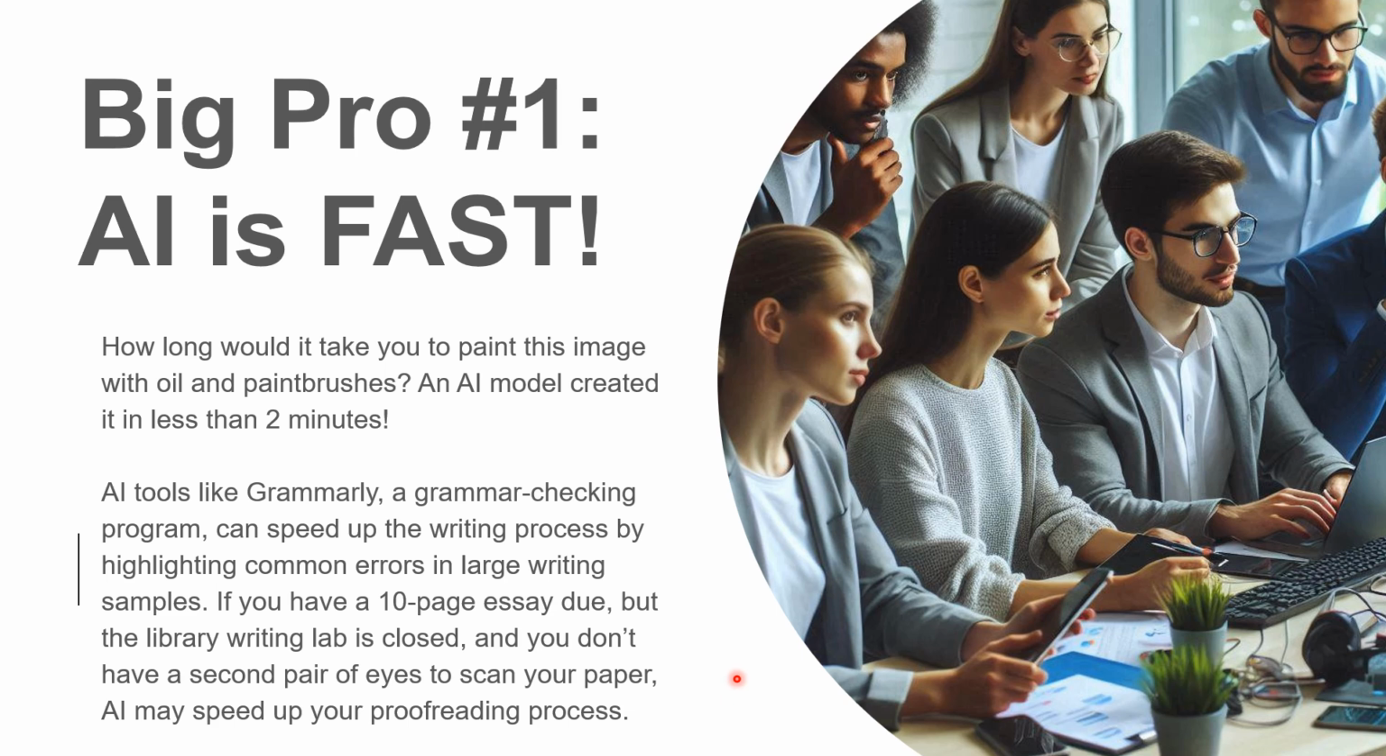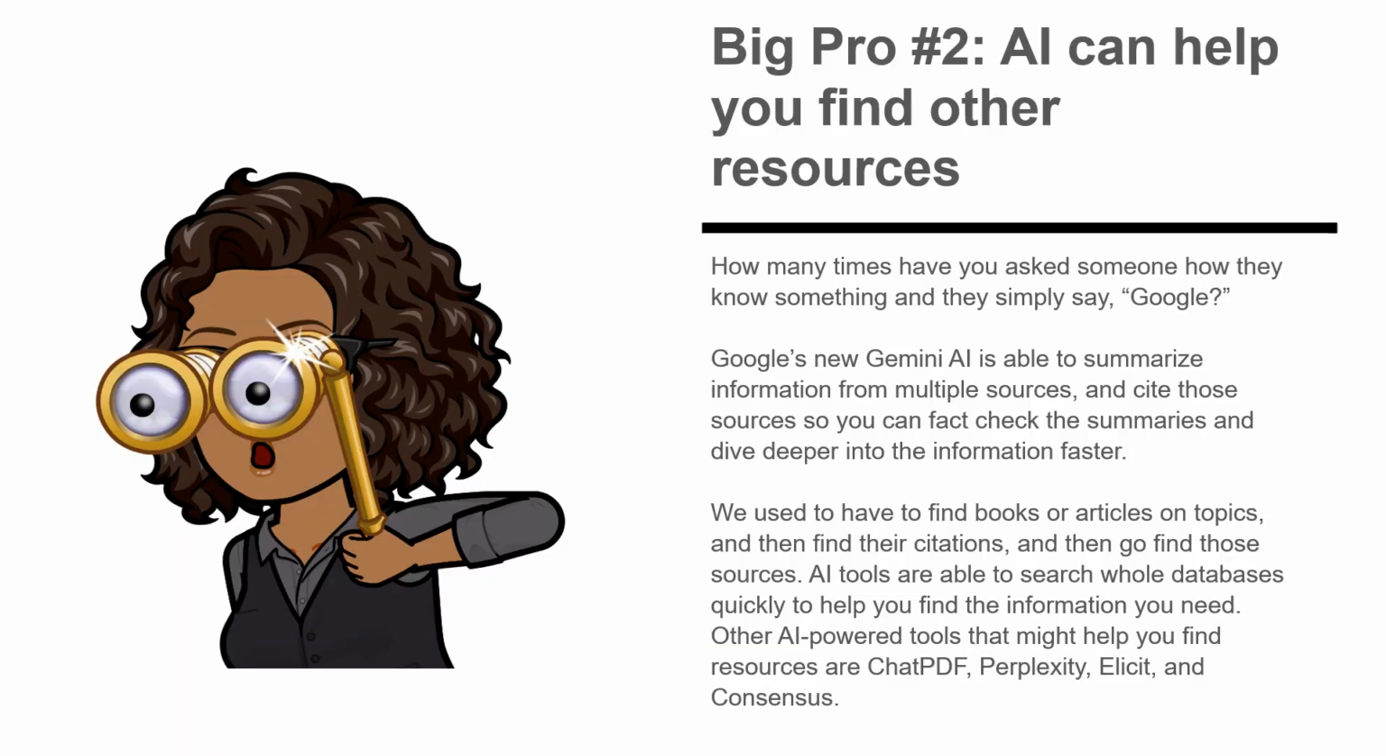AI tools like Grammarly, a grammar checking program, can speed up the writing process by highlighting common errors in large writing samples. If you have a 10-page essay due, but the library writing lab is closed and you don't have a second pair of eyes to scan your paper, AI may speed up your proofreading process.